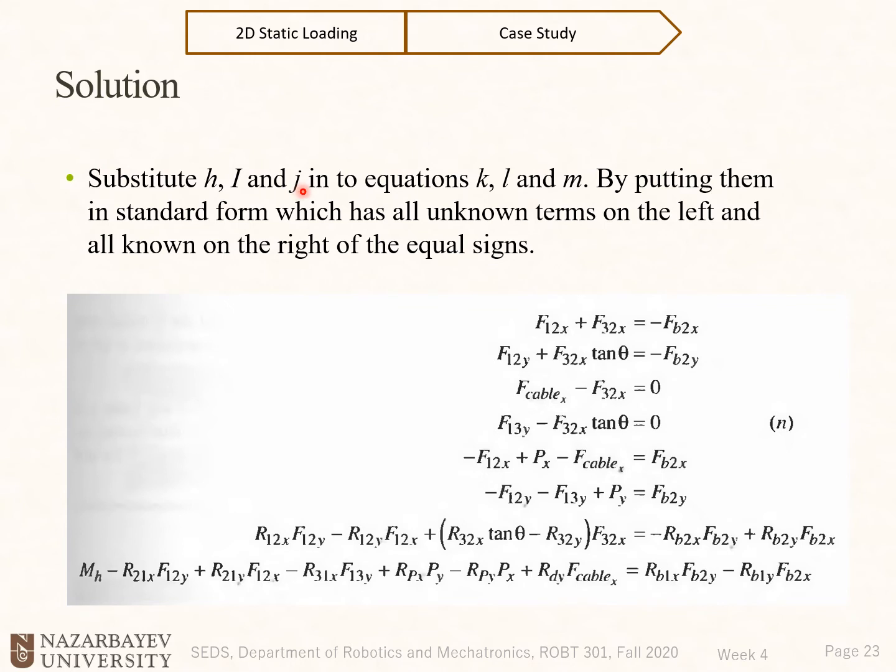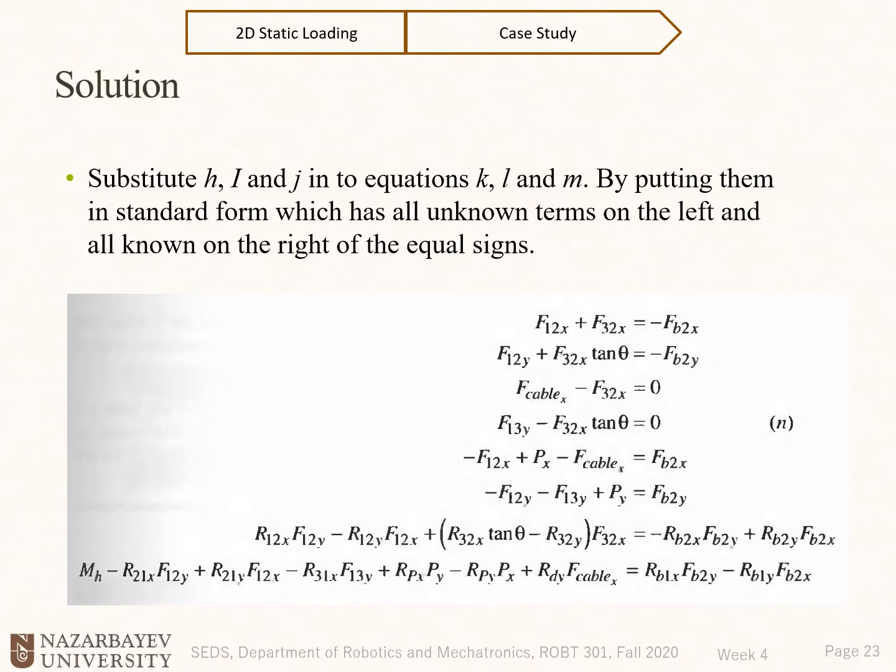Substitute H, I, and J into equations K, L, and M by putting them in a standard form, which has all unknown terms on the left and all known terms on the right of the equation sign. Okay, so we have all unknowns on the left side and all the knowns on the right side. Why put this in the standard form? Basically, this is a systematic solution and is very suitable for solvers.